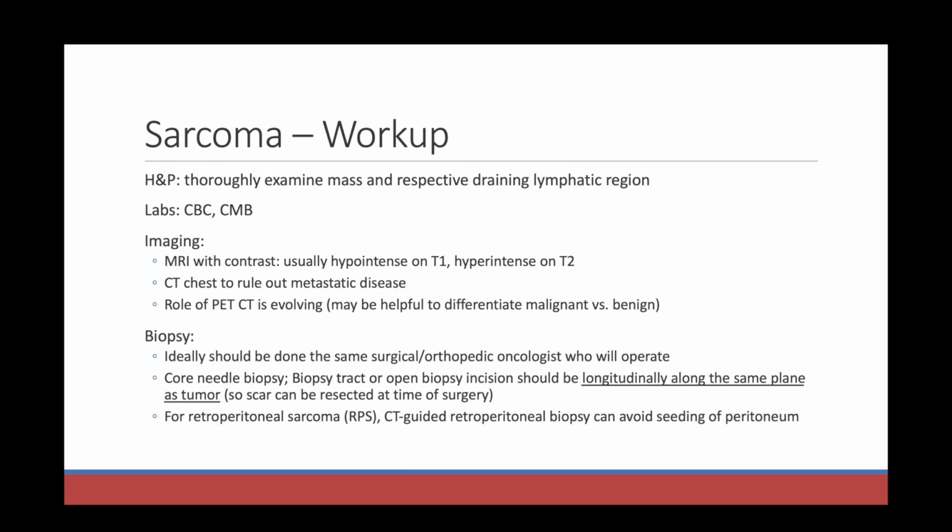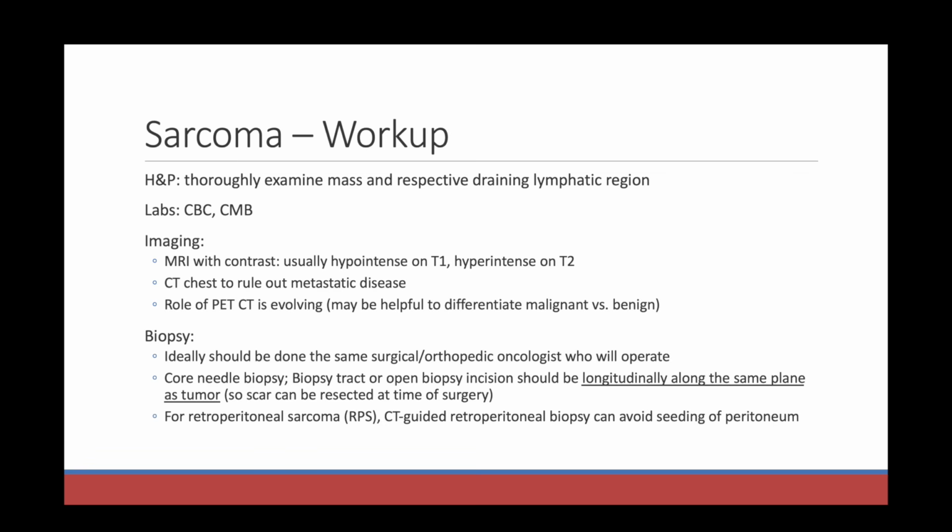Sarcoma may also pop up on this section. So just some key aspects for sarcoma workup. You always want to thoroughly examine the primary mass and the respective draining lymphatic region. So for example, if you have a thigh mass, examine their popliteal nodes and their inguinal nodes on that side. Imaging, an MRI with contrast, the tumor will usually appear hypointense on T1, hyperintense on T2.